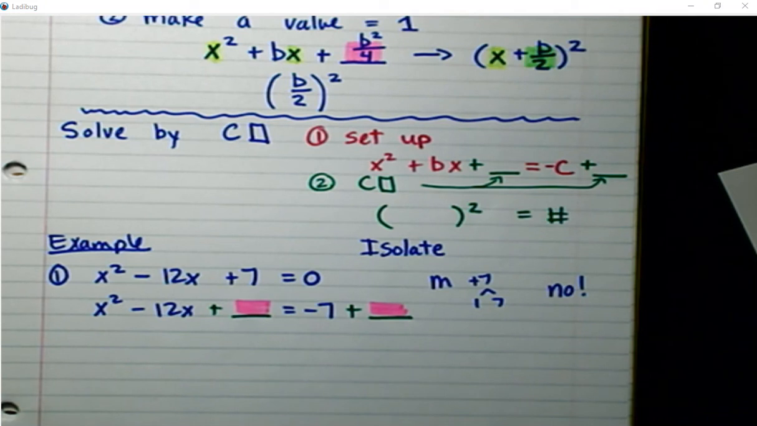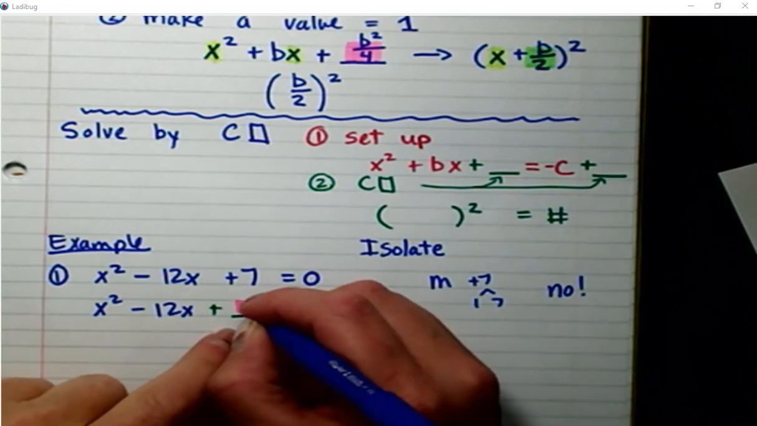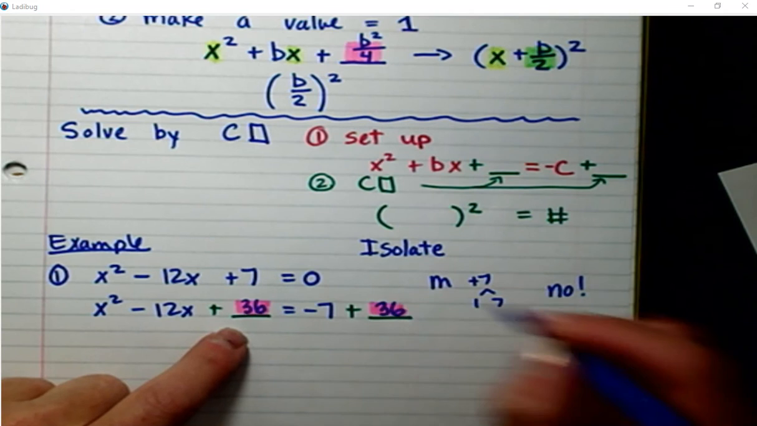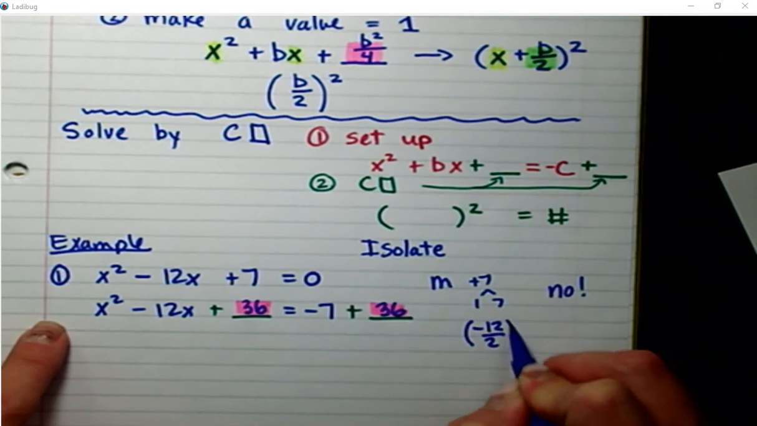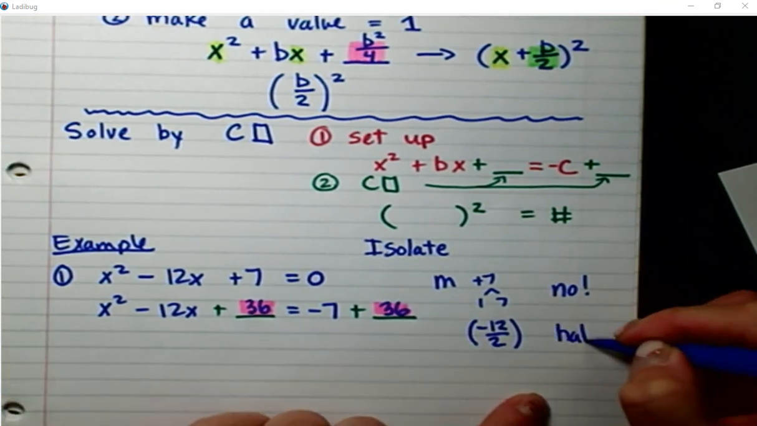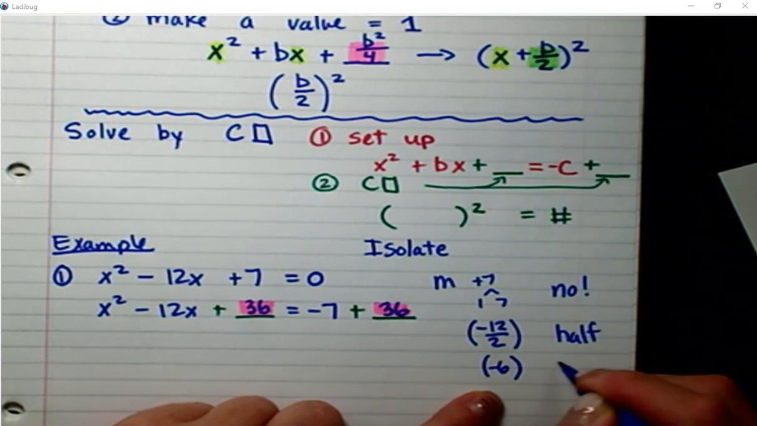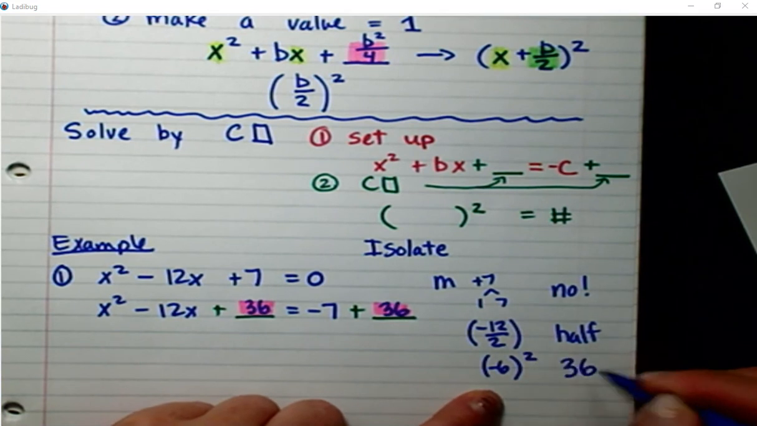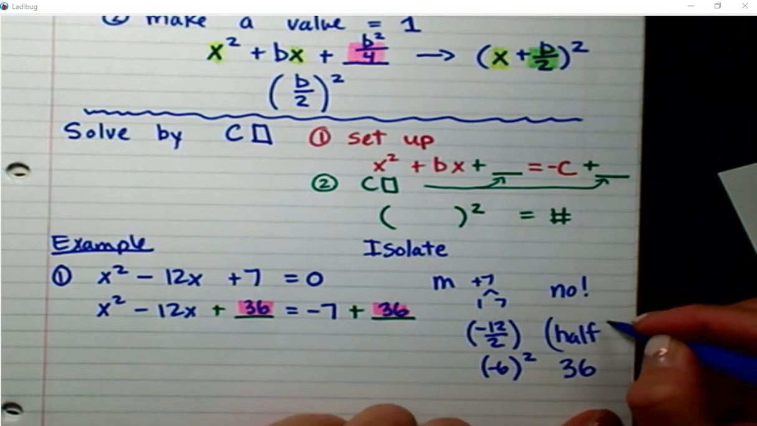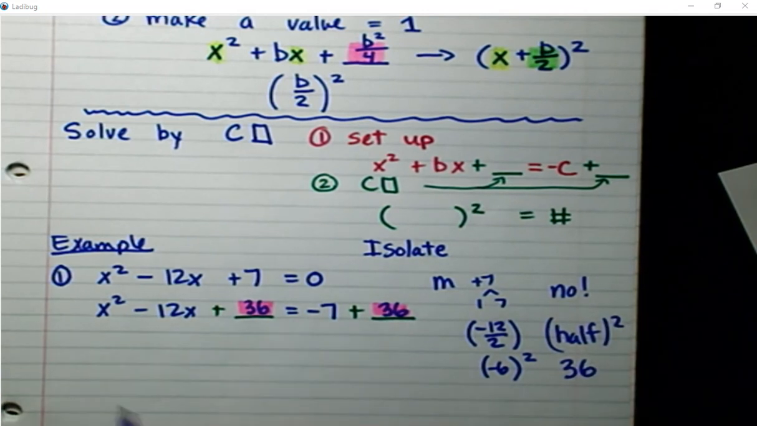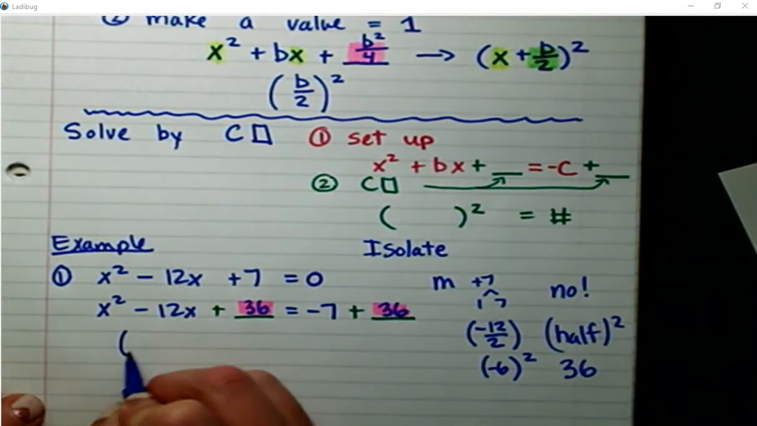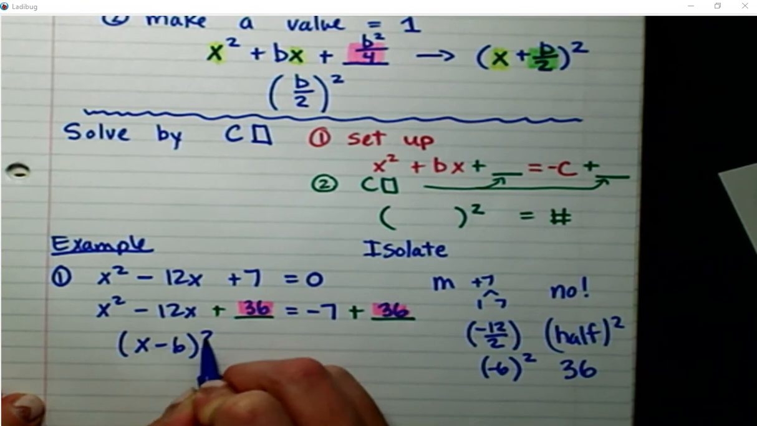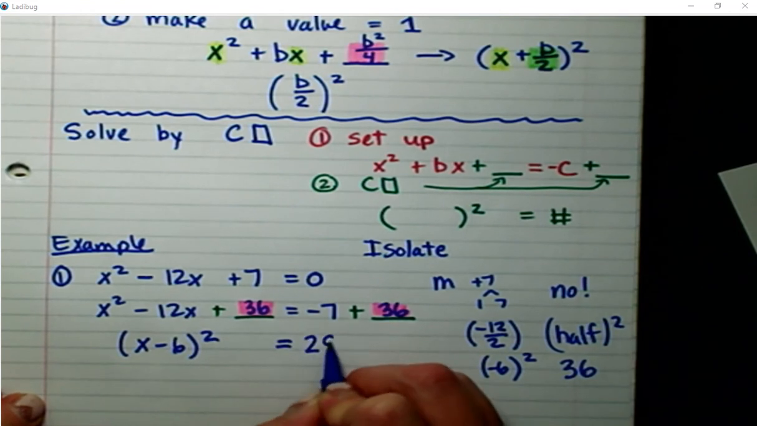Who wants to tell me what to put in the blank? Sure, go for it, Eve. 36. Fantastic. 36. You want to do a little work over here? Half it. Square it. Okay, half it, square it. Half and square. Okay, set it up. Actually complete the square. Equals 29.